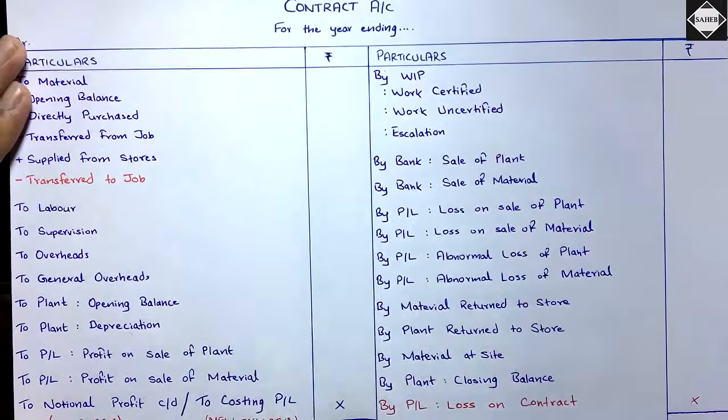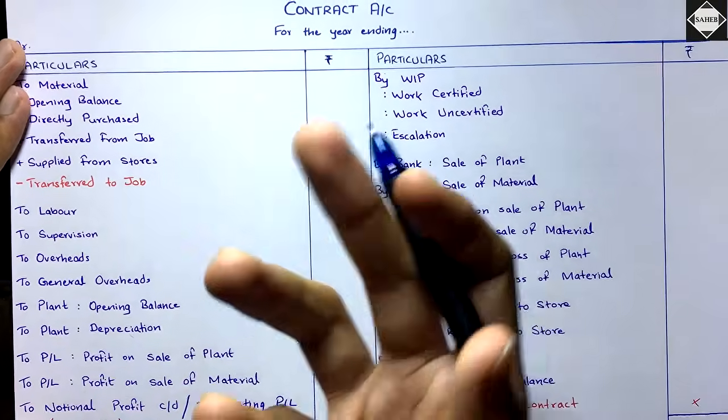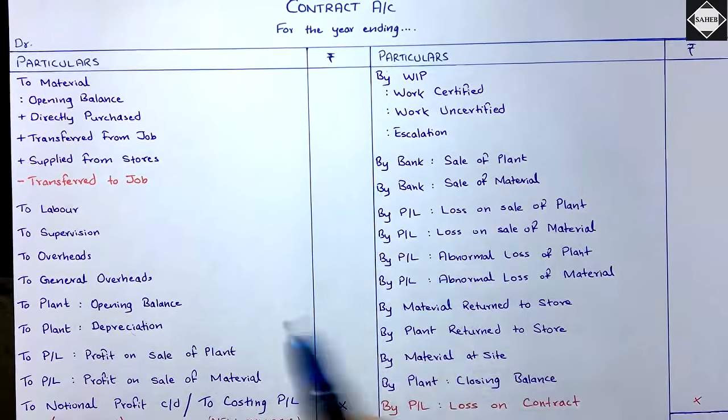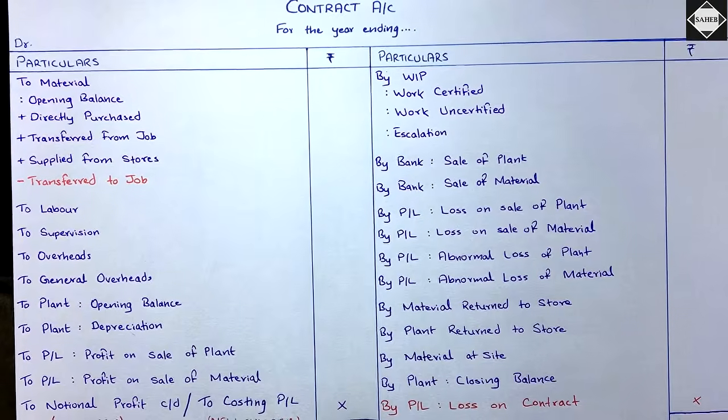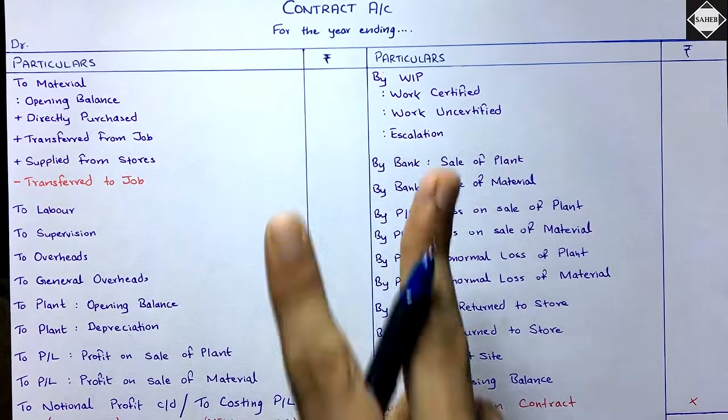Now what is this? Let's understand this properly. Plant means the asset, the machinery, the trucks, or whatever equipment you purchase for the contract, because you have to use them in the construction. It's very simple to understand the treatment regarding this. There are two options that you can do over here.